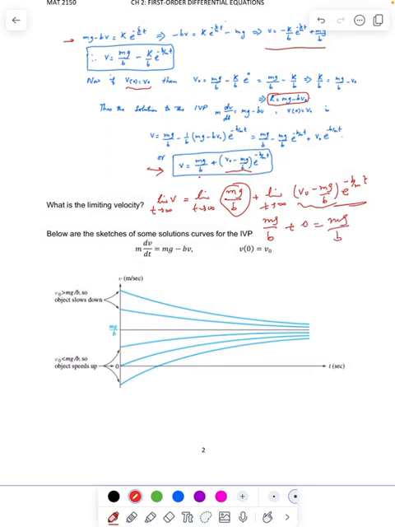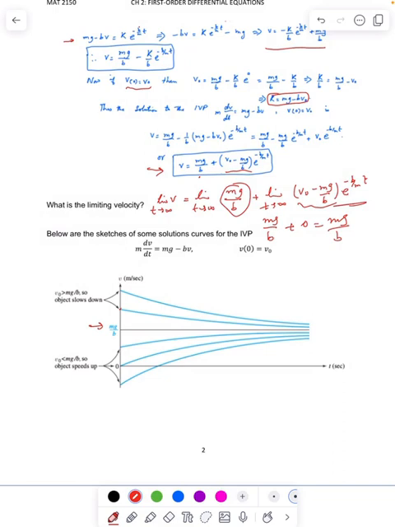And here is a sketch of some of the solutions. So note here the limiting velocity is mg over b as just found, and no matter what speed the object starts falling towards the earth, eventually it is going to gain the limiting speed, and the limiting speed is going to be mg over b.